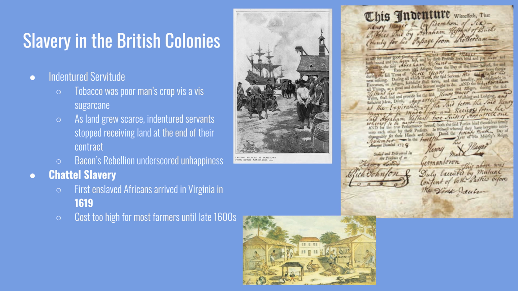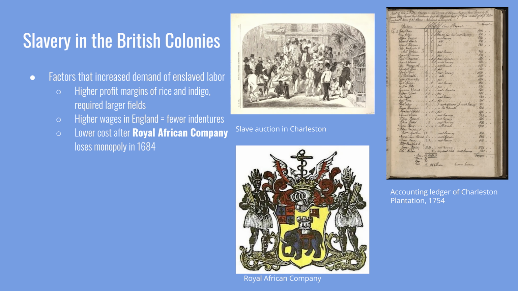But as land began to grow scarce in the colonies, indentured servants stopped receiving as much or as favorable land at the end of their contract. They grew unhappy, and unhappiness leads to Bacon's Rebellion. This is a turning point for the growth of chattel slavery. The first enslaved Africans arrived in Virginia in 1619, but it won't become widespread until the late 1600s.